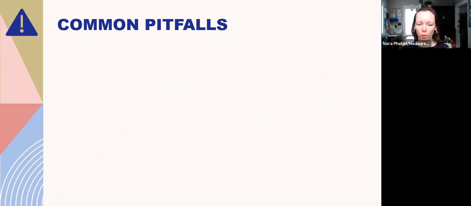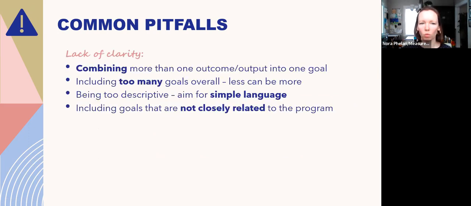Okay, so we have the framework of what we're looking for in high quality goals. The flip side of that is I just want to point out some common pitfalls of things I've seen over the years in reviewing various goals. They fall into major categories. One is lack of clarity. Under that, combining more than one outcome or output into one goal. This happens sometimes, and it muddies what you're looking at.